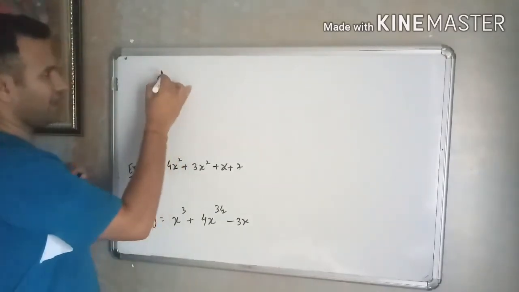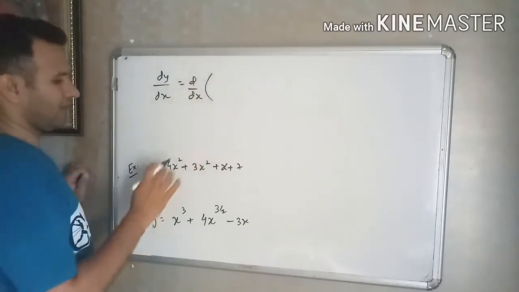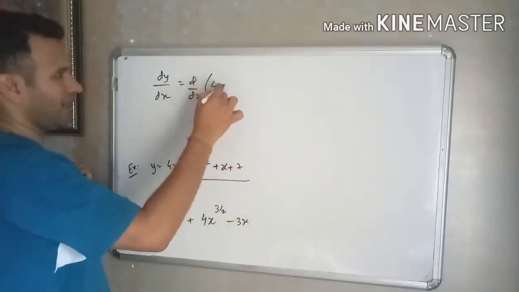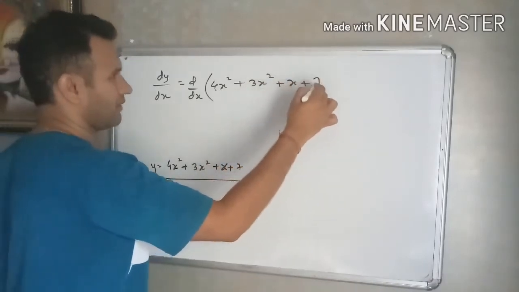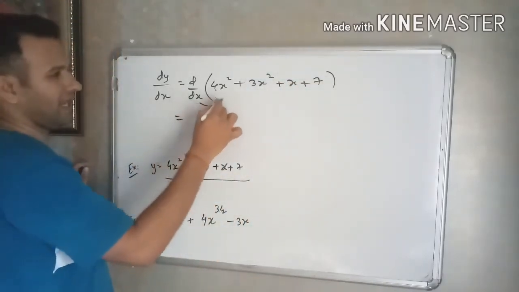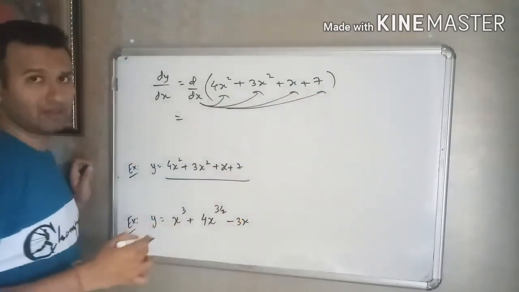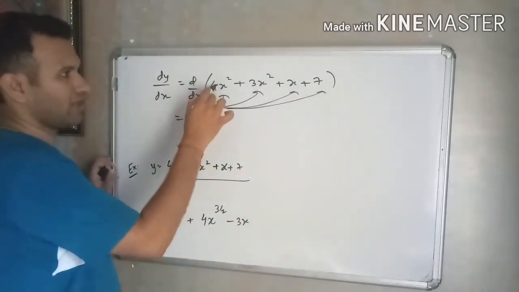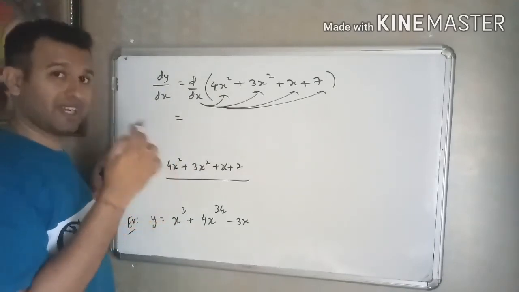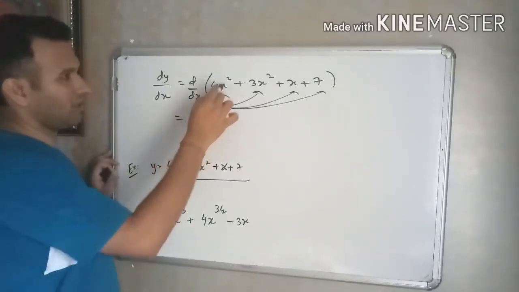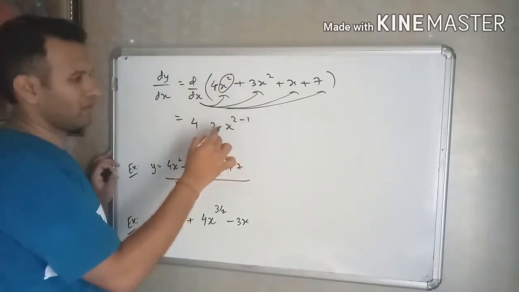Okay, so in this case again we will find dy by dx, that is d by dx of, in place of y we'll put this, that is 4x square plus 3x square plus x plus 7. So there are 4 terms, so we'll have to apply the derivative separately to all these terms. Okay, so let us start with the first term. So 4 is a constant multiplied to a function, so we'll have to take it outside. So 4 is taken outside and this is x raised to 2. So 2 into x raised to 2 minus 1.